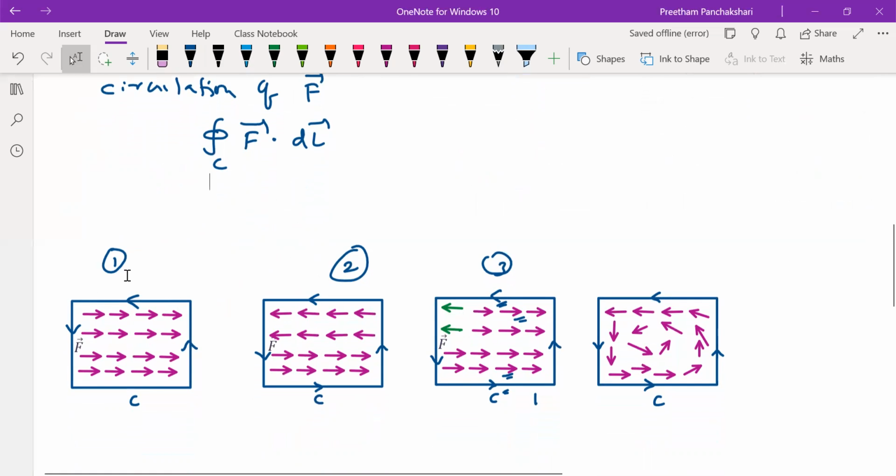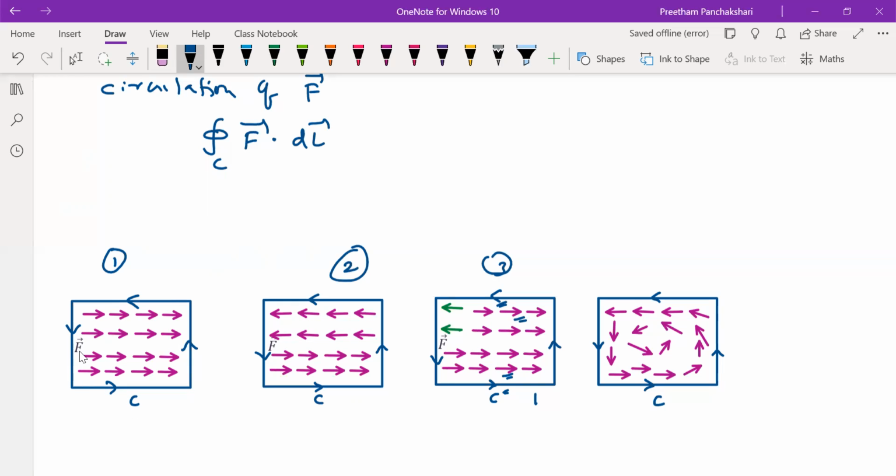See figure number 1, in which I have taken a rectangular object placed in a vector field, let us say F. F is directed from left to right, and the rectangular object is placed in that field. I have chosen the direction for the closed path also. So the closed path C is taken in the counterclockwise direction. If you find the component of the force acting on each side of the rectangular object, then we may get some idea about the circulation.